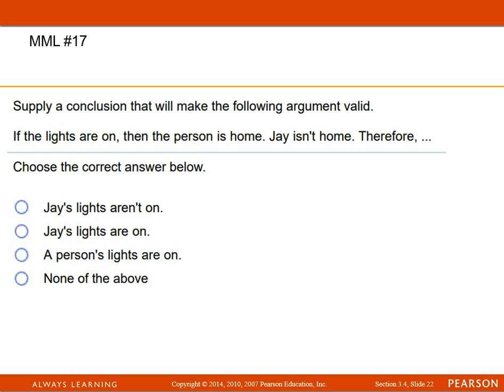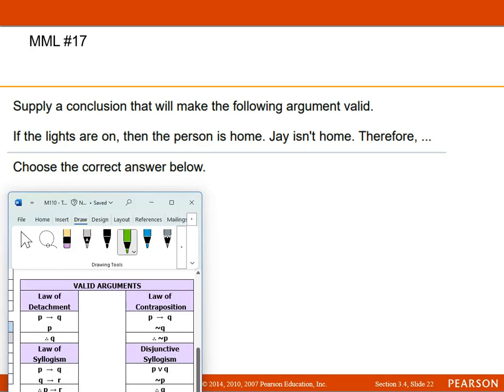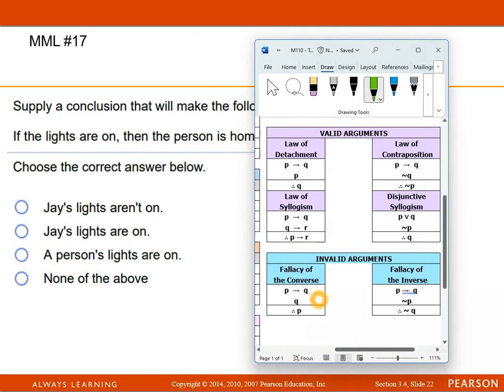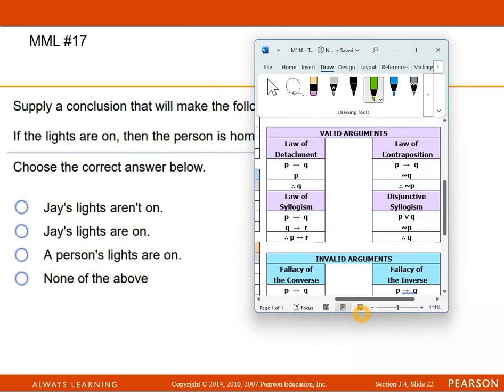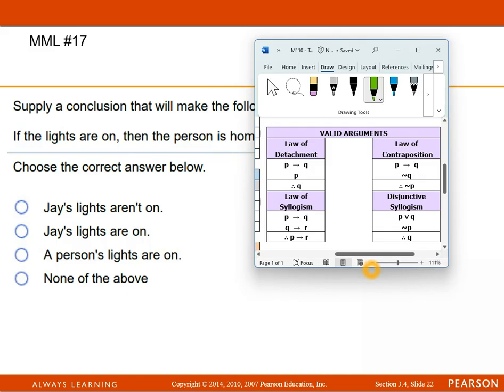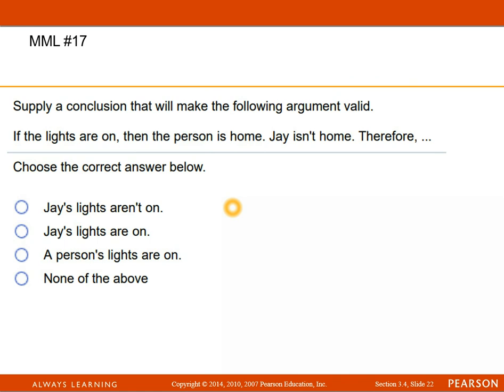Okay, for this problem it says supply a conclusion that will make the following argument valid, and the problems that we have will utilize this sheet here. But we're only looking for valid ones, so I only have to focus on those four. And so let me start with the statement.